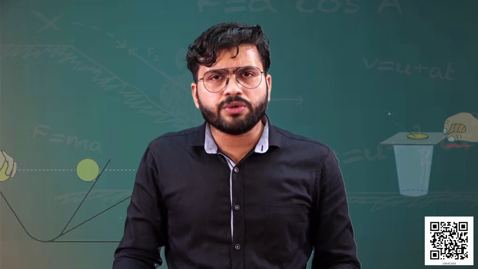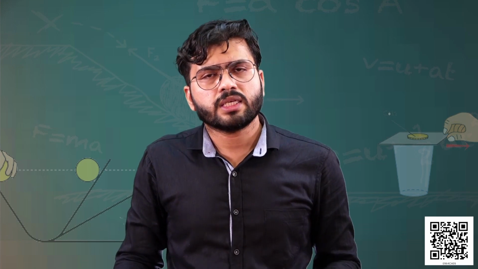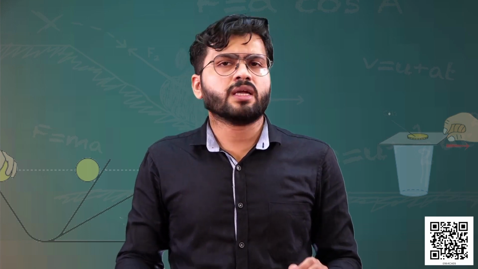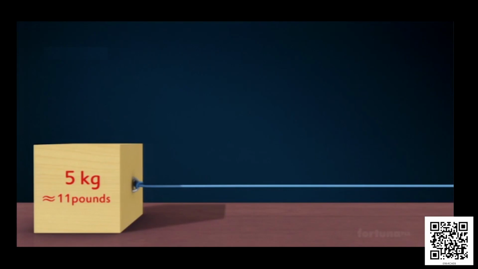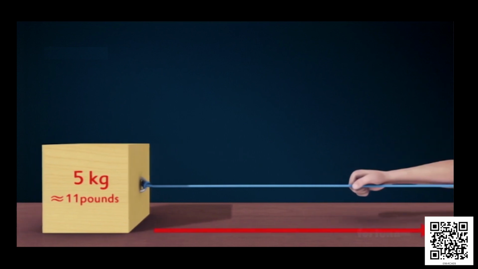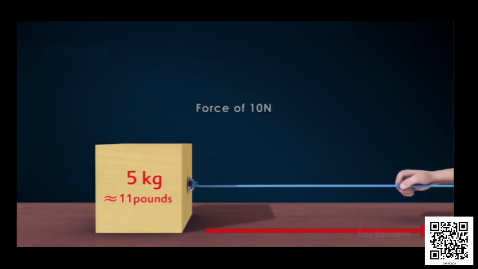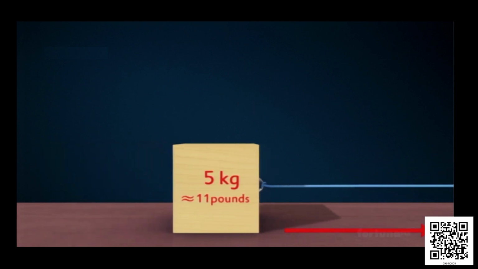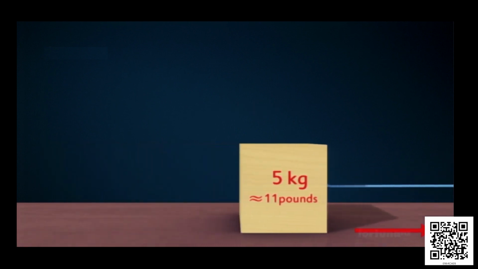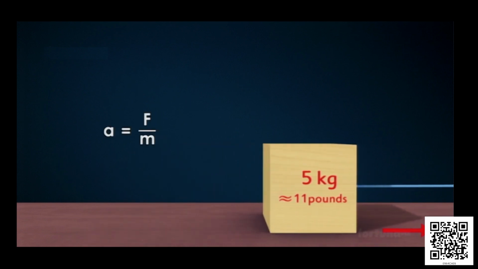Let us watch a video here in order to understand the second law of motion with better clarity. Consider a wooden block weighing 5 kg, a little over 11 pounds. If we were to tie a rope around the block and with one hand pull it across the table with a force of 10 N, the block will accelerate in the direction of the force. Using the equation a equals F divided by m, we can calculate the acceleration. In this case, the acceleration would be 2 meters per second square.